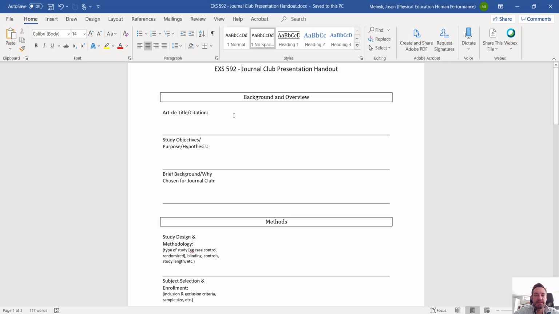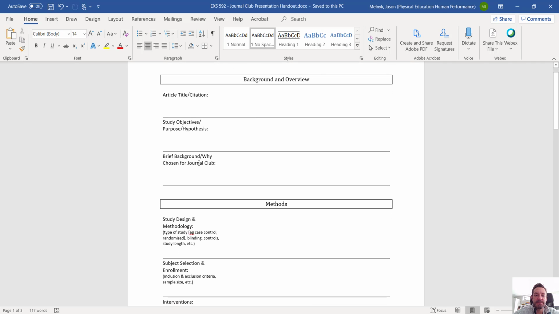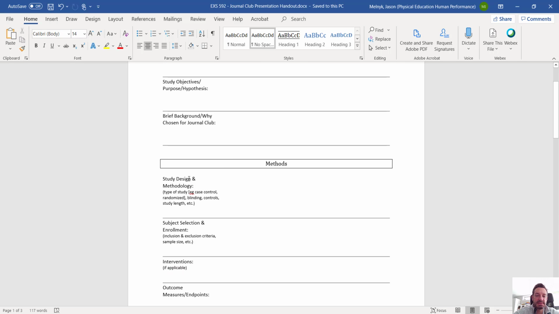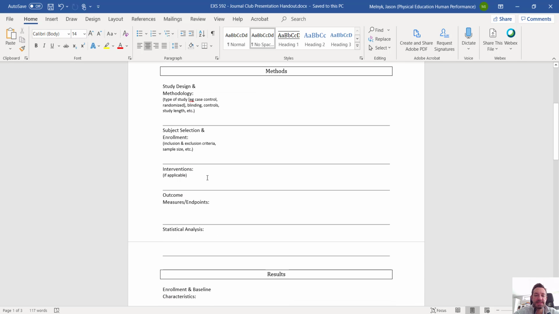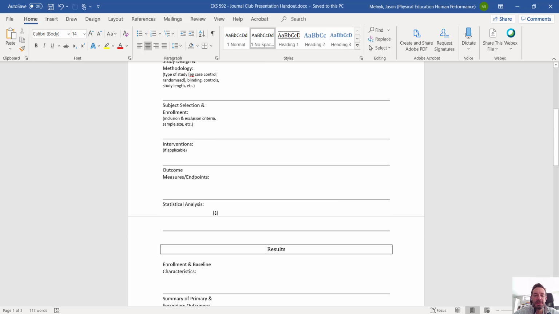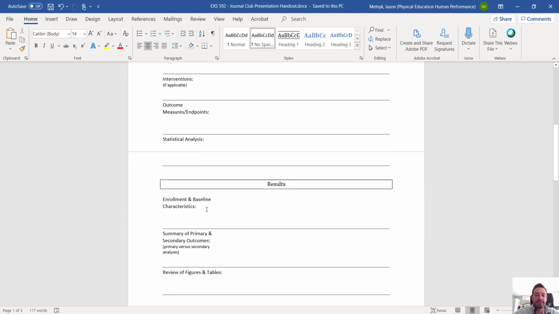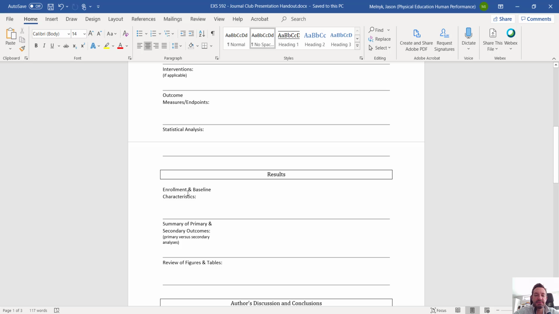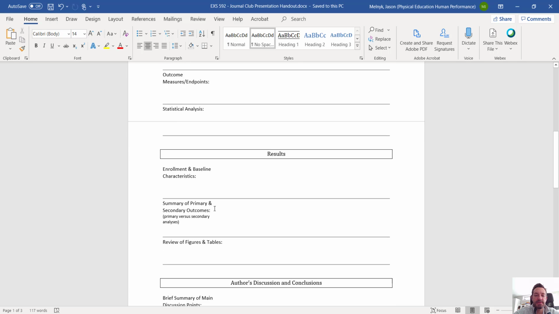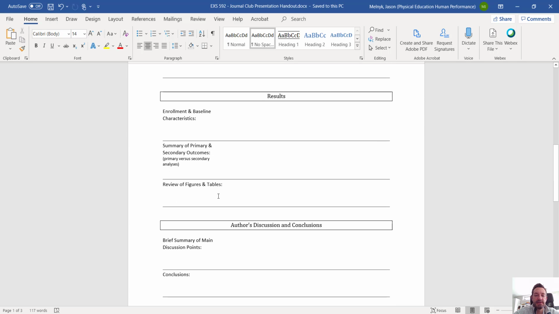is basically a handout where you will fill in the blanks. So you can use this to summarize your article: title, study objectives, hypothesis, brief background, and why you chose it. What was the study design? How did they select subjects? What was the intervention? What did they measure? What was the statistical analysis? Right? What were the baseline enrollment characteristics of the subjects? What were the main and secondary outcomes? Review any figures or tables.